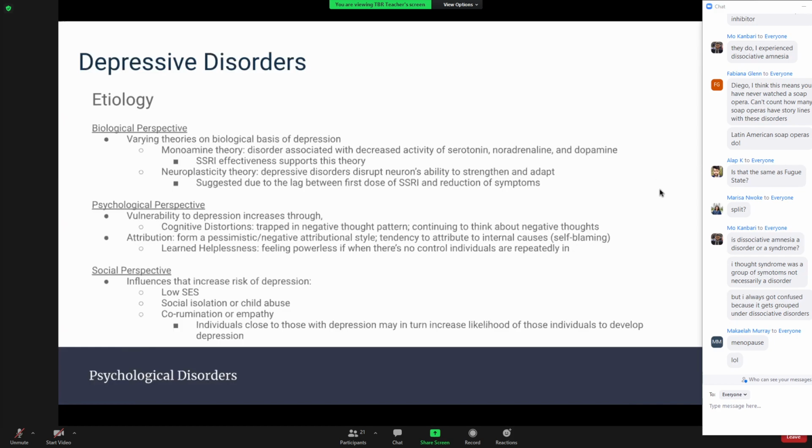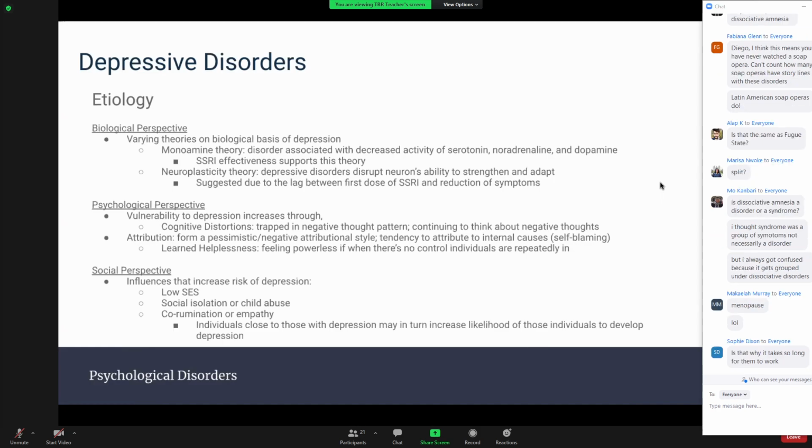Forget that last part; that's not important. But this idea is that the depressive disorders actually might mess with the natural plasticity processes that the brain has.